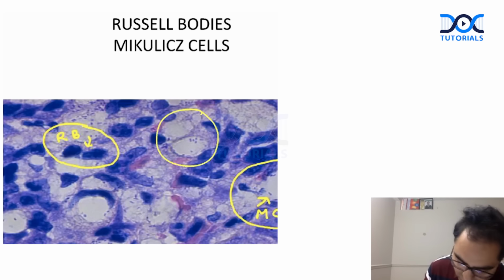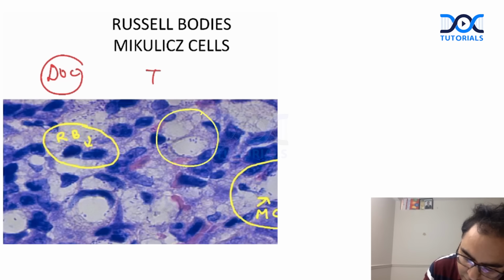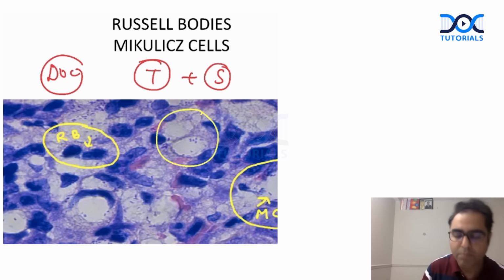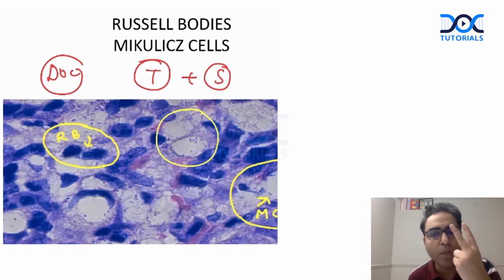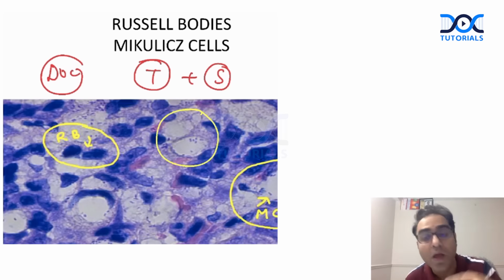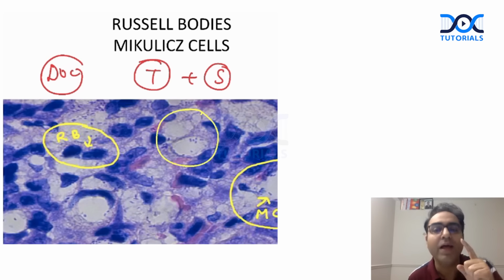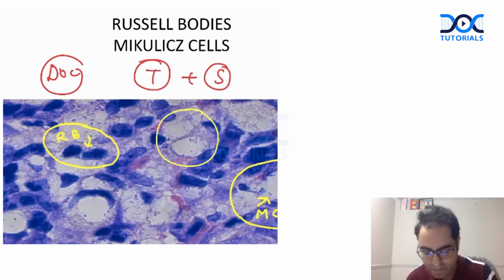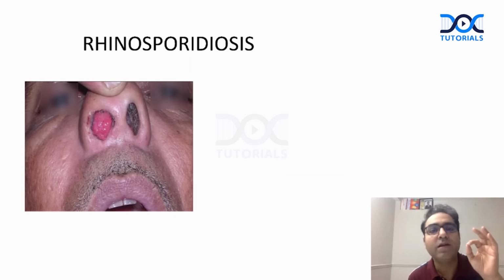And what is the drug of choice? The drug of choice for this patient will be tetracycline plus streptomycin. So, two histopathological findings of rhinoscleroma: R for Russell body, and M for Mikulicz cell. What is the drug of choice combination? Tetracycline plus streptomycin. What is the second line drug for rhinoscleroma? Rifampicin.